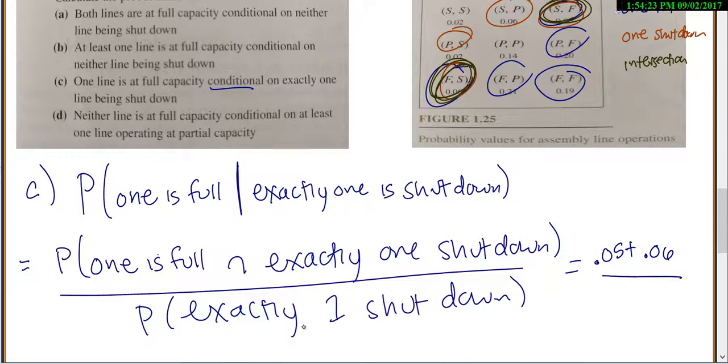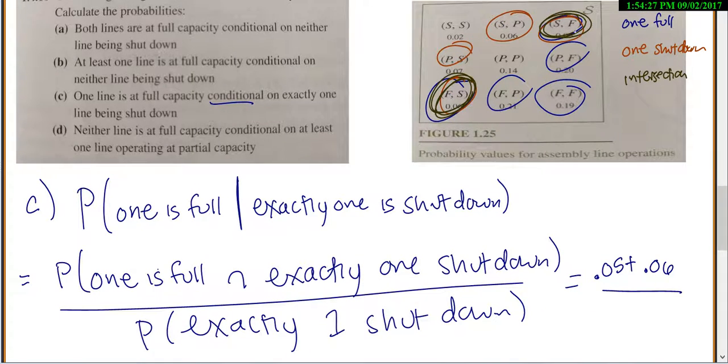And then for the bottom, we need exactly one shut down. That was everything in red. So let's come back to everything that's in red: 0.05, a 0.06, a 0.07, and another 0.06. If I put all this together, we get 0.458.